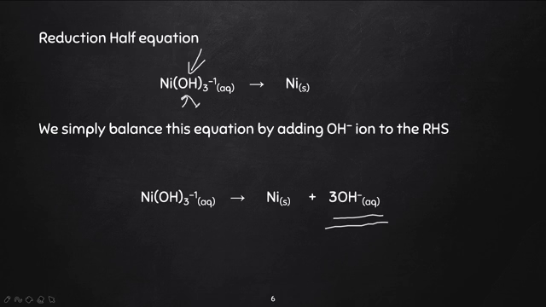Remember, in chemistry, we're always looking for the simplest equation for every single reaction. So this is a very simple equation. Just add 3 hydroxide ions to the right hand side to counteract that hydroxide. And you find that the oxygen atoms present and the hydrogen present are balanced.